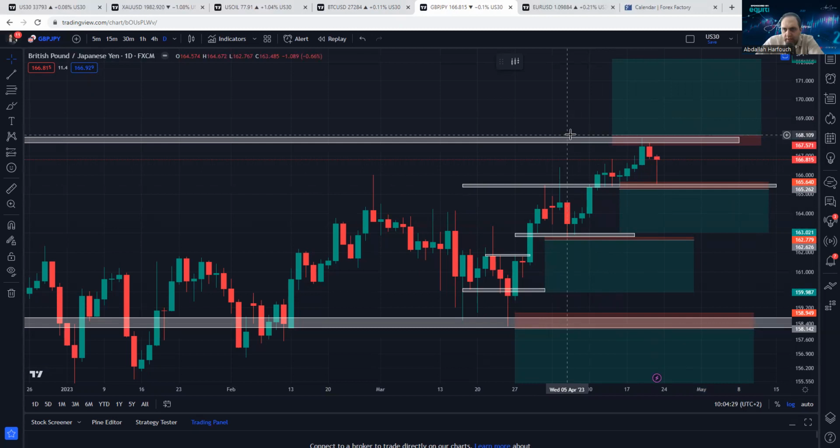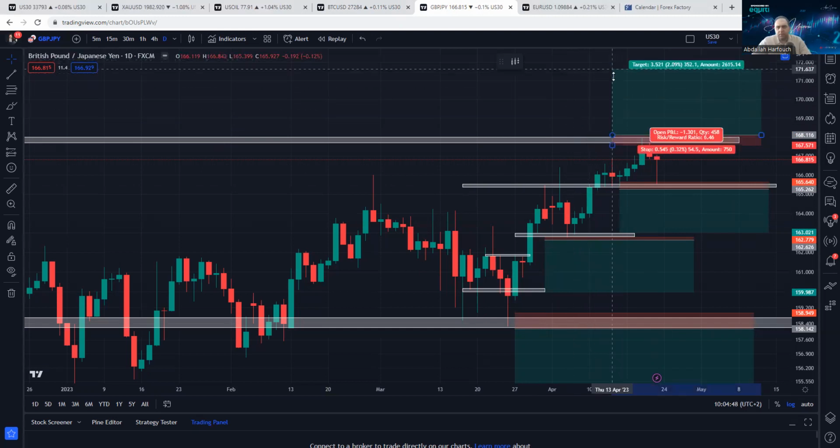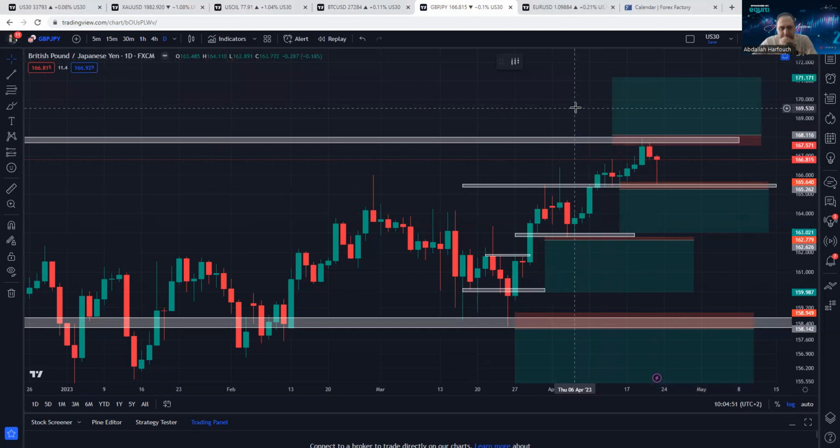168.10 will be our entry. Stop loss around 167.65, TP1 168.20, TP2 168.84, TP3 169.85, and TP4 171.19. Sorry, guys.